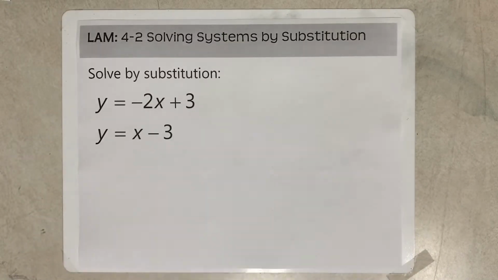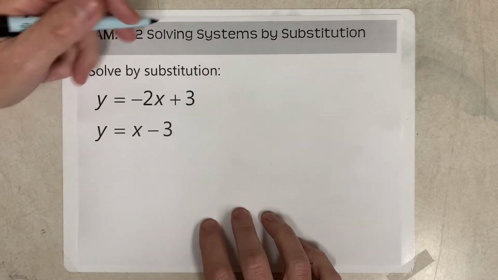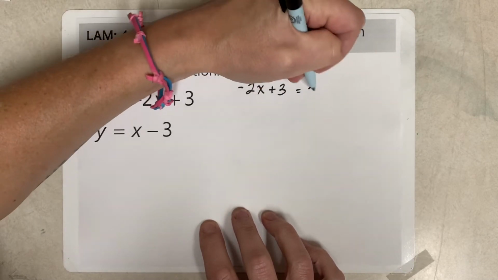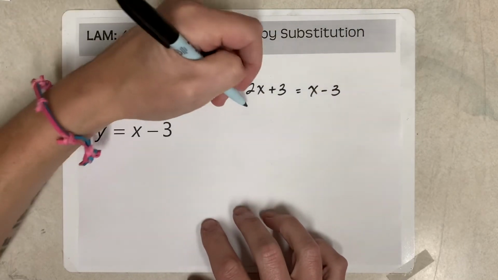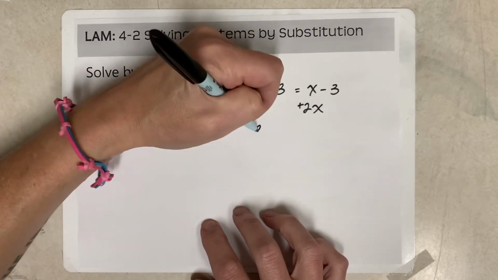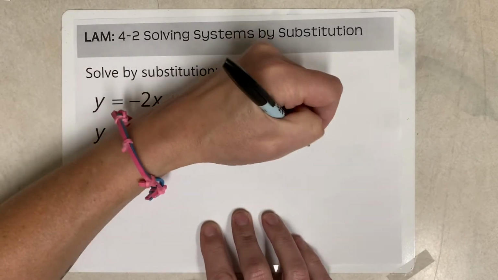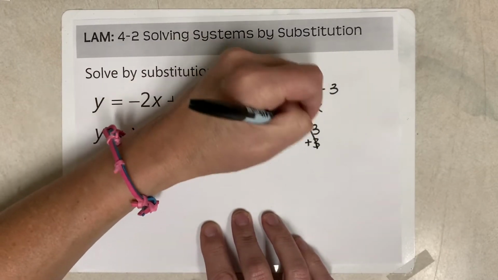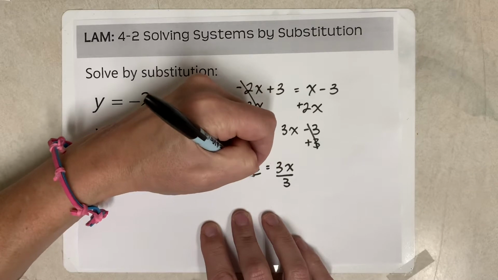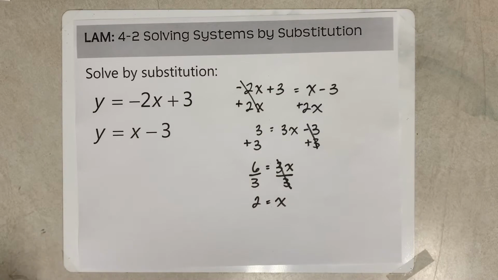All right, here's example number 2. Again, we have two equations in slope-intercept form, so we're going to set the right-hand sides equal to each other, like we just did, and see what happens. I might go ahead and add 2x to both sides. 3 is equal to 3x minus 3. Add 3 to both sides. So 6 is equal to 3x. Divide by 3, and we get 2 is equal to x. Again, because it was 2 last time.